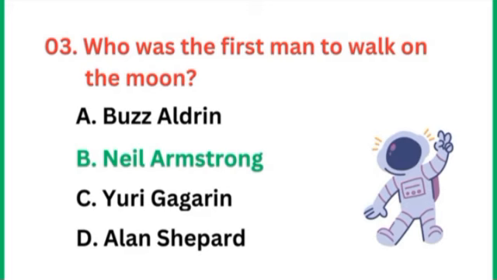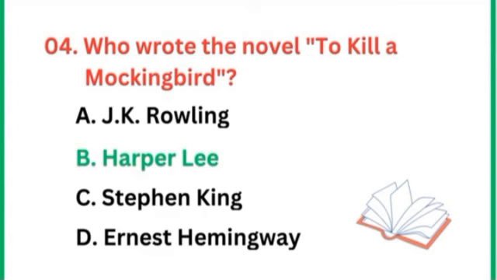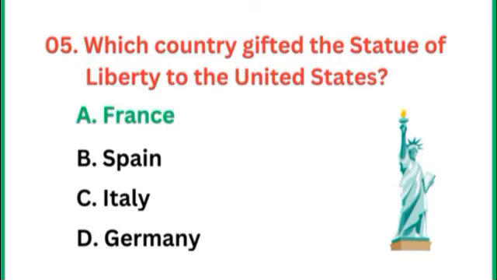Question number 3, who was the first man to walk on the moon? Right option is B, Neil Armstrong. Question number 4, who wrote the novel To Kill a Mockingbird? Right option is B, Harper Lee. Question number 5, which country gave the Statue of Liberty to the United States? Right option is A, France.